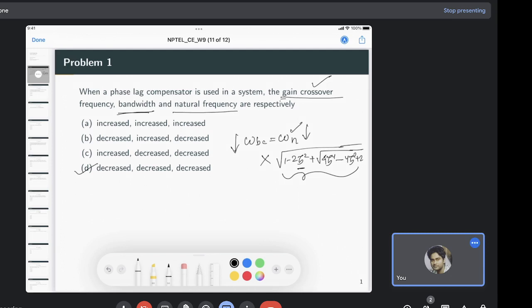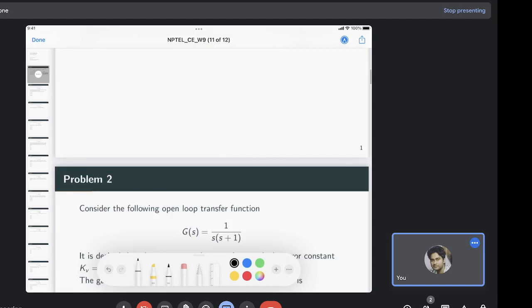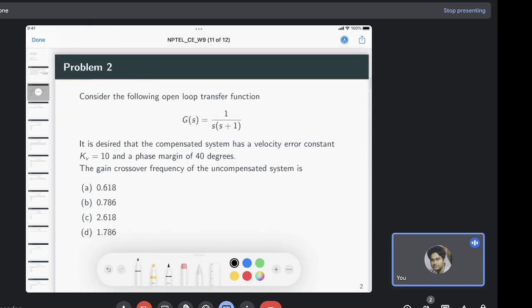Okay, so then we move to the next question. In the next question we are given an open loop transfer function, and it is desired that the compensated system has some specifications: the velocity error constant should be this many second inverse, and a phase margin of 40 degrees. First we have to find the gain crossover frequency of the uncompensated system. To find it, we just equate its magnitude to 1 and find at what frequency the magnitude becomes 1. So this is a simple step.